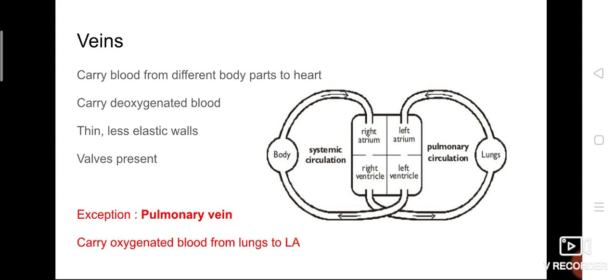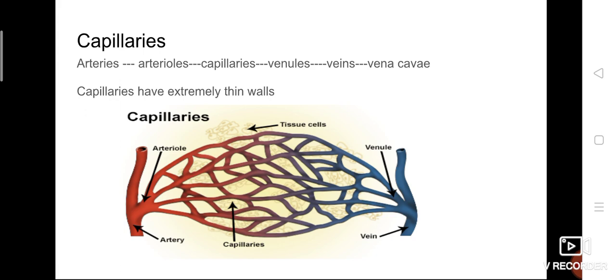Okay, now we will see the third one. The third blood vessel is nothing but the capillaries. We discussed arteries and veins. It is easy for you to remember because they are just opposite in mechanism, that is, they have opposite functions. But capillaries are very, very thin vessels. Compared to arteries and veins, the capillaries are the thinnest tube-like structures, and they also carry blood only.